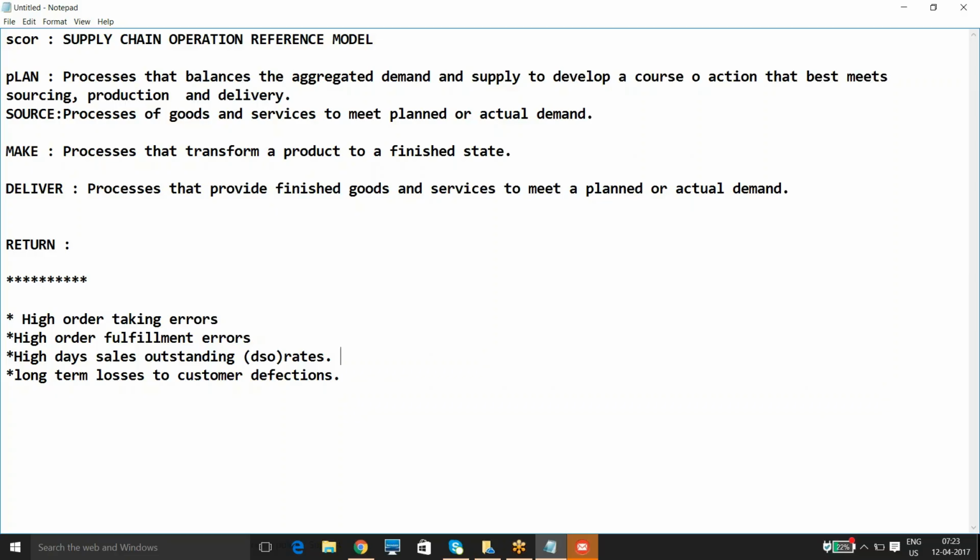Yeah. Before going to the next, the first point you wrote, high order taking error. That means if I'm taking more orders, you would say this is an error, correct?